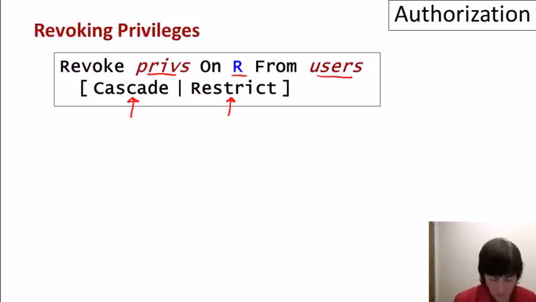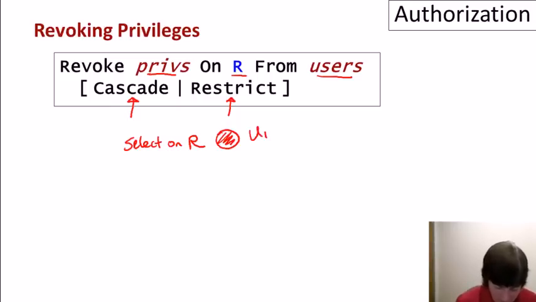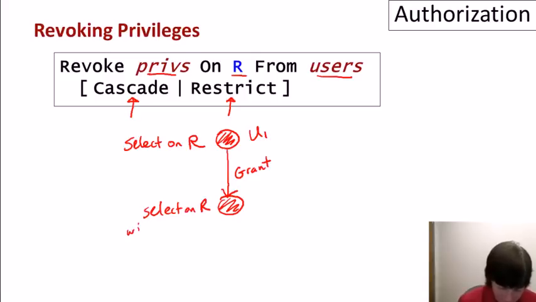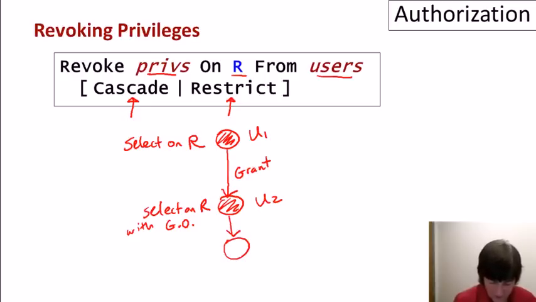So let's take a look pictorially at what can happen. Let's suppose that we have a user who has a privilege to, say, select on a particular relation R, and we'll draw that as the root of a graph. And let's suppose that's, say, user U1, and let's suppose that user grants to user U2 the same privileges, select on R, and let's suppose that's with the grant option. And this is user U2. So user U2 is allowed to further grant privileges to other users, and those may further grant privileges to others, and we may get a big subtree here.